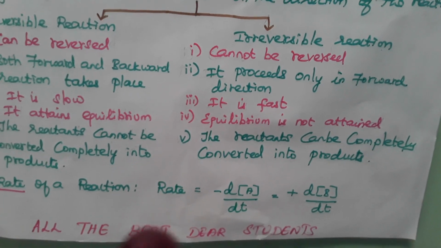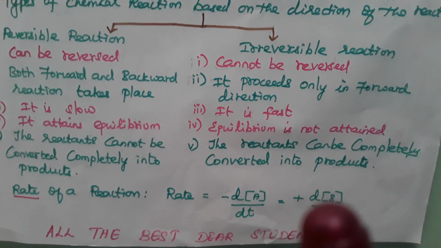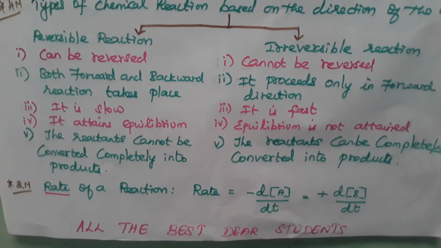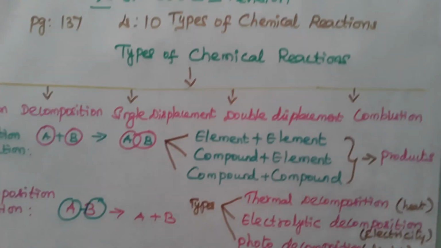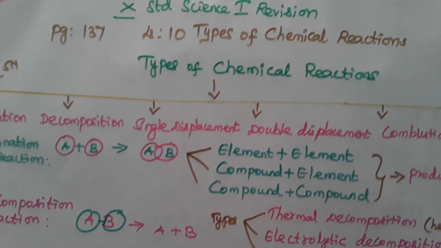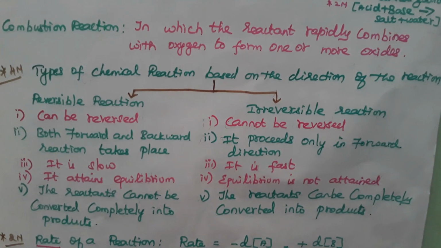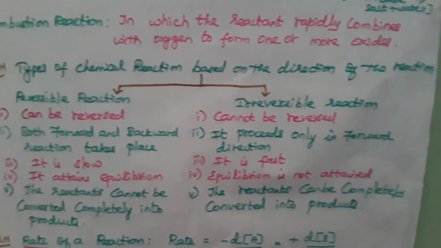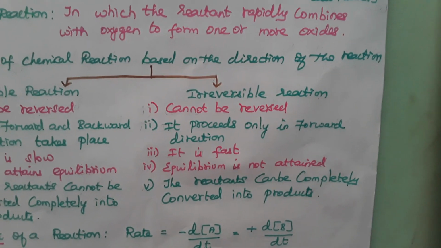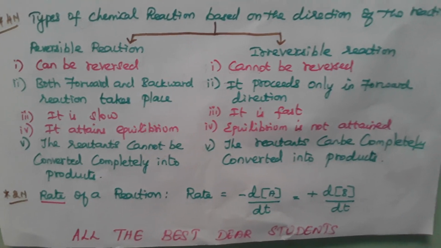Students, that's all about today's session. Shall we recapitulate again what we learned through this video? First, we saw the types of chemical reactions based on the nature of rearrangement of atoms. Next, we saw the types of chemical reactions based on the direction of the reaction. Last, we saw the rate of a reaction.